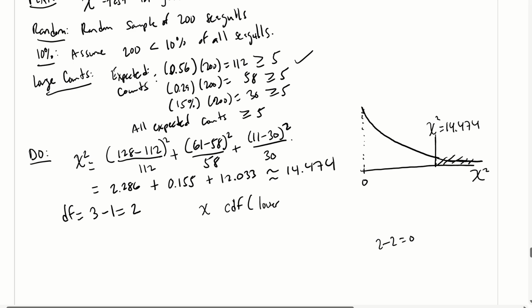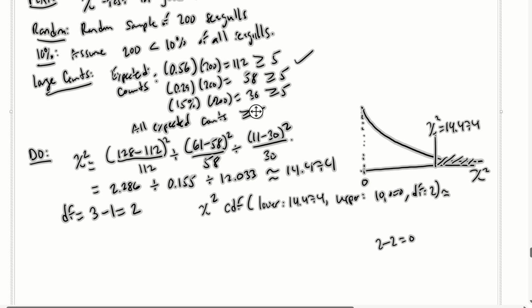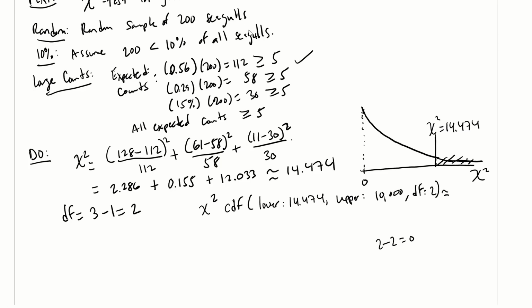You don't have to put the dash there. I'm used to putting the dash. Chi-squared CDF. Lower is 14.474. Upper is a big number, 10,000. DF is 2. So if you calculate that, about 0.0007 around there. There you go, really small, 0.0007.